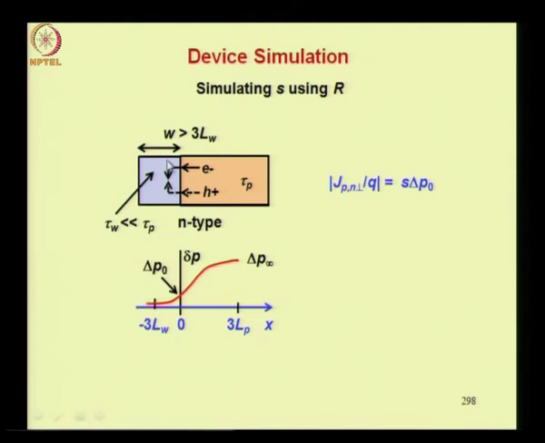Now we want to adjust our W and tau W in such a way that the value of the excess hole concentration at the surface remains equal to delta P naught. Now if you do that, then we would have simulated the surface recombination velocity S according to this formula. Now let us say we choose a W much less than the diffusion length of holes there. This is to simplify matters.